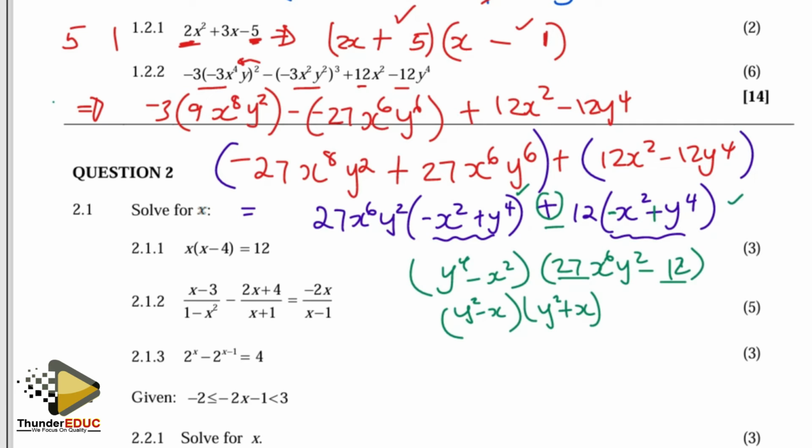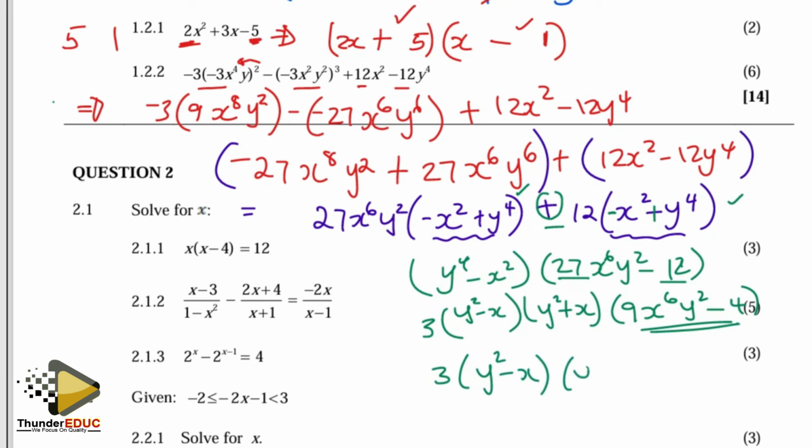You can take out a 3. Okay. If I introduce a 3 there, that's going to be 9x to the 6 y squared minus 4. Still, this is a difference of two squares. I need to break that down again. Y squared minus x, y squared plus x.